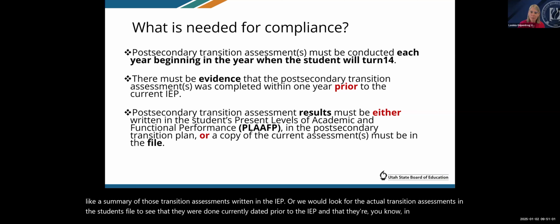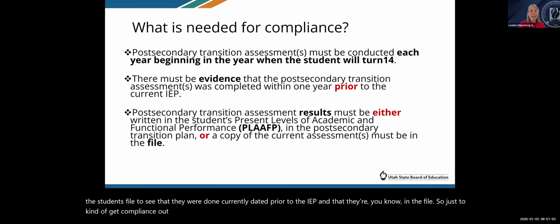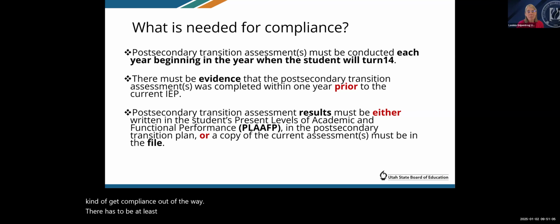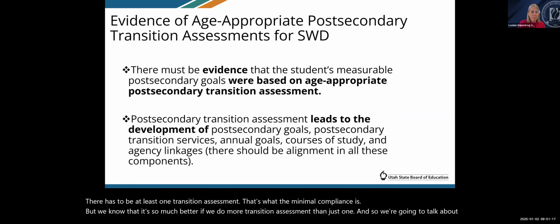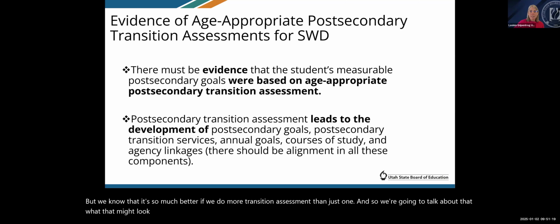So just to get compliance out of the way, there has to be at least one transition assessment. That's the minimal compliance. But we know it's so much better if we do more transition assessment than just one. So we're going to talk about what that might look like. Again, there has to be that evidence, and it has to be connected to the student's post-secondary goals.